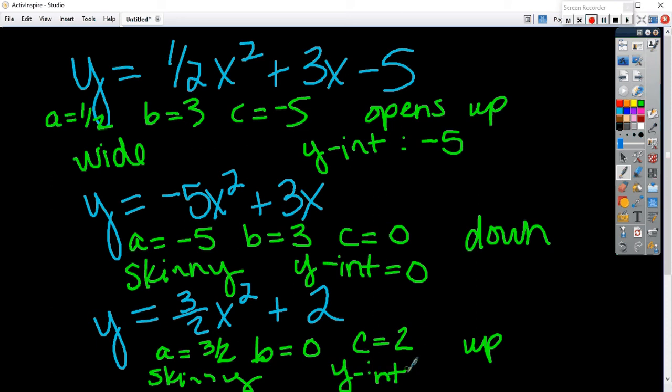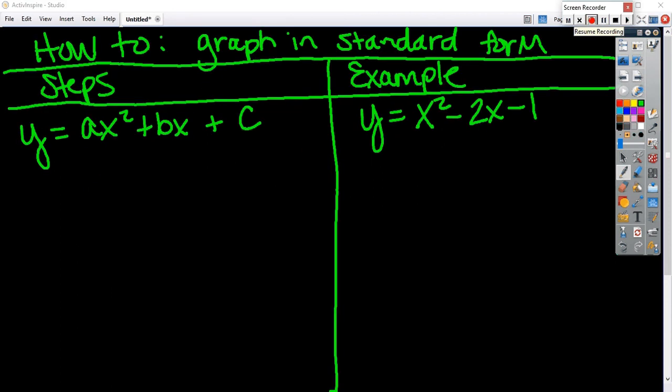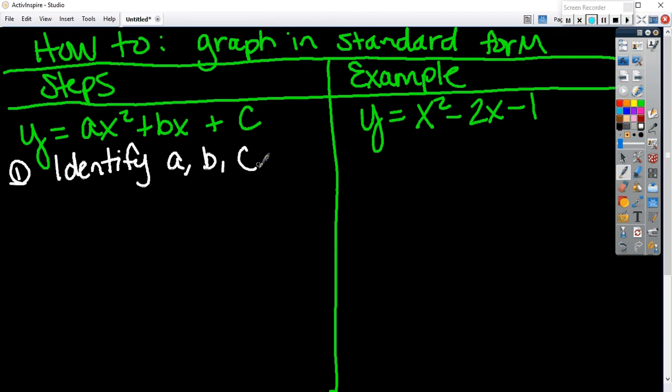Okay, y'all ready to graph? So the first thing we're going to do is identify A, B, and C, because that's going to help us as we go to plug and chug in this graph.